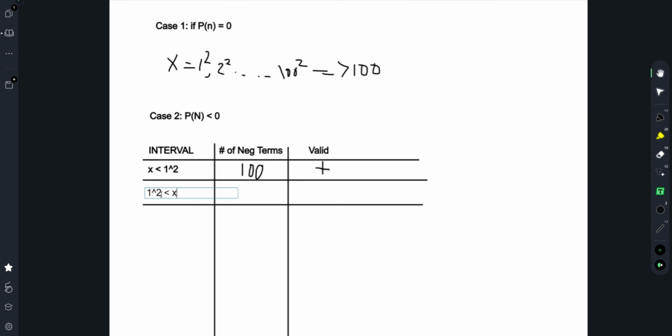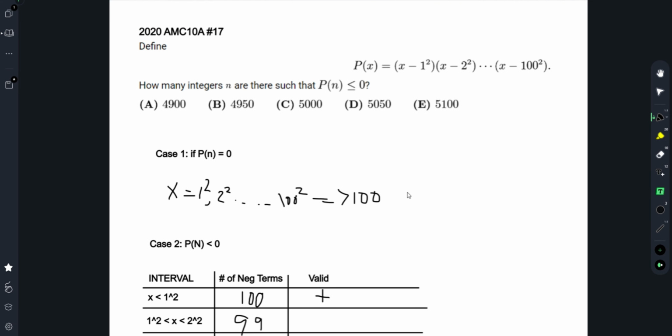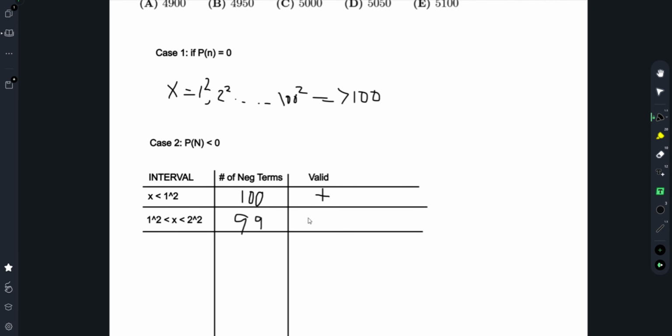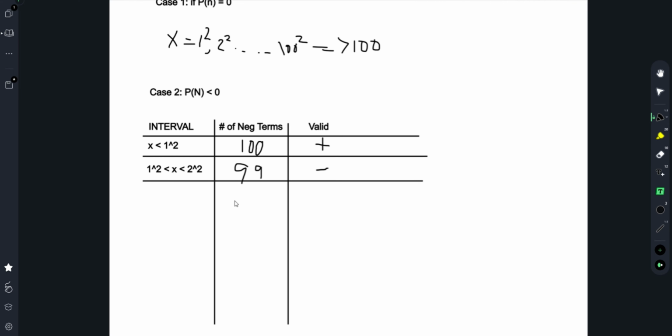So if x is greater than 1^2 but less than 2^2, then this is 99 negative terms. Because this is positive because x is greater than 1^2, but it's negative because x is less than 2^2. And if x is less than 2^2, then it's less than every other square. This is 99 negative terms. But 99 negative terms multiply to a negative. So we can start seeing that they alternate in sign.